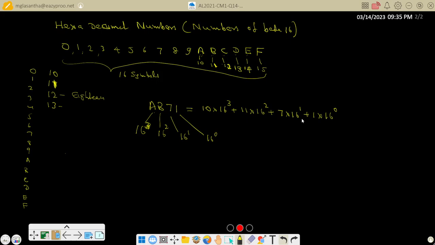Very big value, right? So you have to compute 16 to the power of 3, it is a very big number. Right? Shall we try an easy number? Let's say 2, 1, B, A. How do you convert this one?